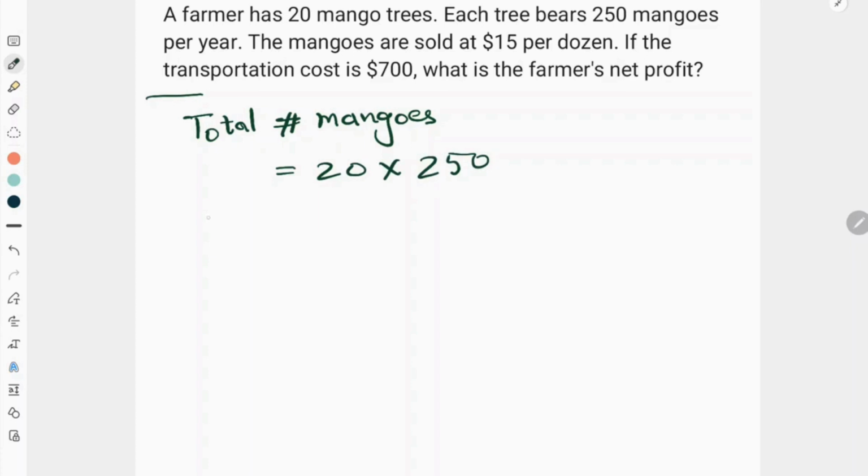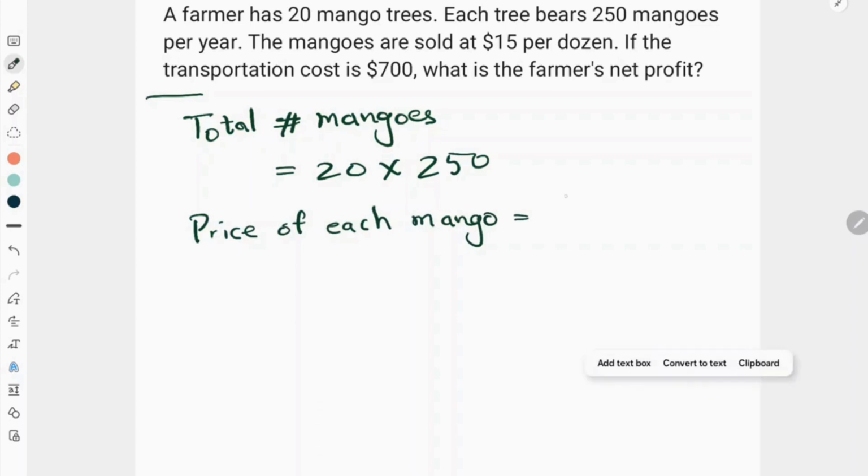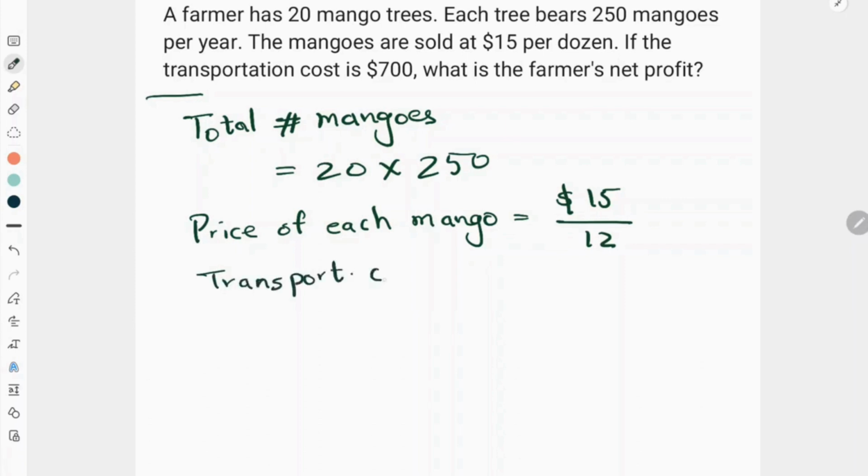So, and the mangoes are sold at $15 per dozen. So price of each mango is $15 per dozen. So that is $15 for 12 mangoes. This is the price of each mango. Let's leave it as is. And the total transportation cost, let's just write this down. Transport cost is $700.